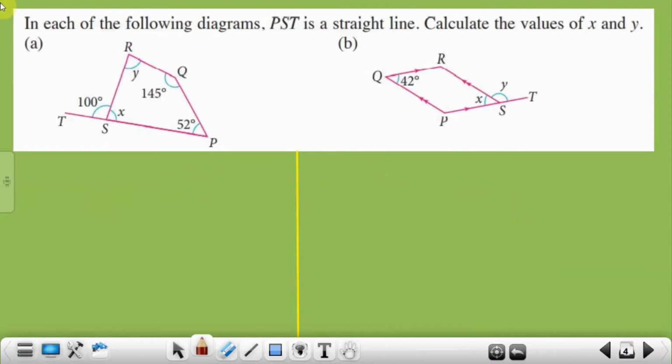Okay, let's solve this problem. In each of the following diagrams, PQST are straight lines. Calculate the values of x and y. Okay, so first of all, how do we calculate x?